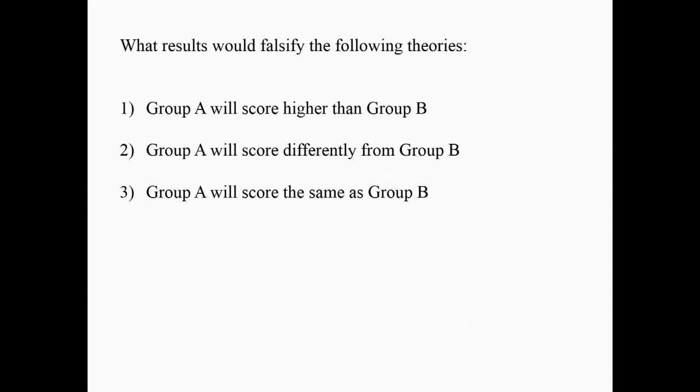All right, now we can relate what we've been talking about to the Popper section about falsifiability. What pattern of results could falsify the following theories? So one. Let's say the theory is group A will score higher than group B. Just tell the person next to you what would falsify that theory.